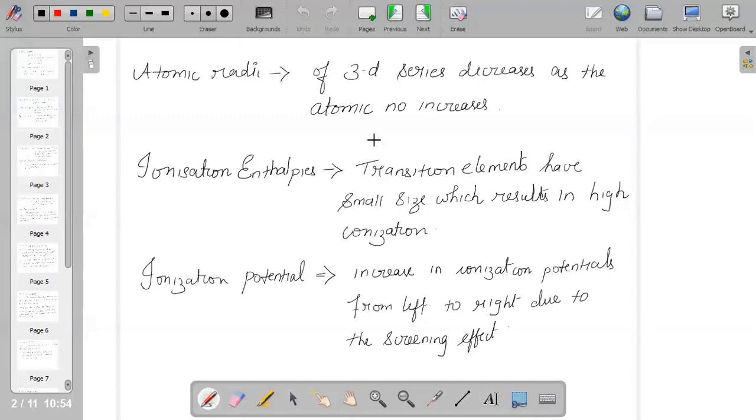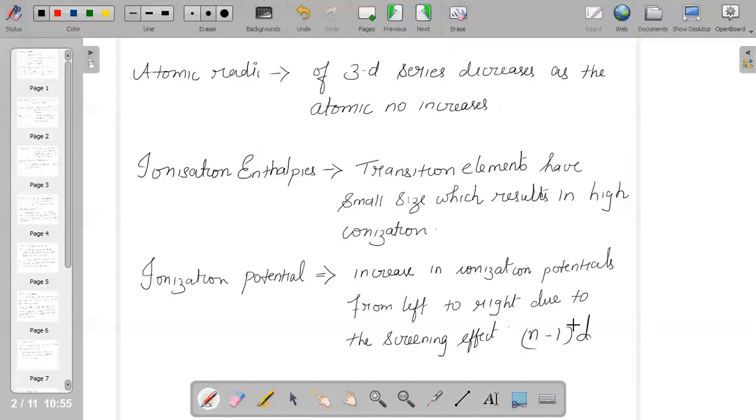The d-block elements will also exhibit an increase in ionization potential from left to right because of the screening effect of the new electrons being added into the (n-1)d subshell. And the first ionization series will actually exhibit an increase in second ionization energy as the atomic number increases, and due to their stable electronic configuration.